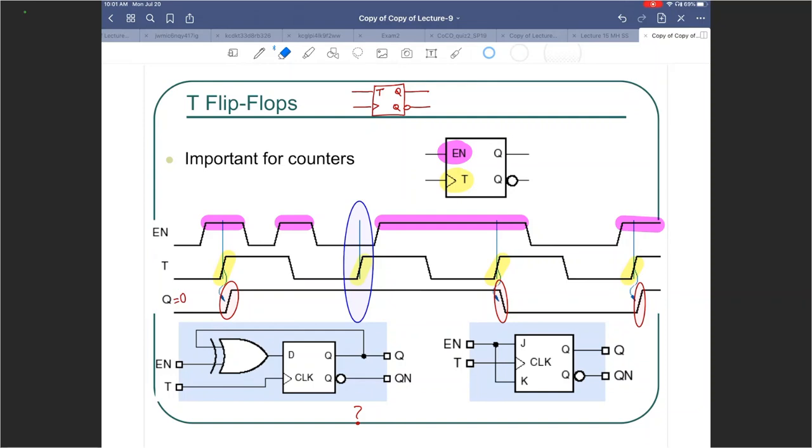Similarly, can I design a T flip-flop using JK? Yeah, you just tie it to enable, right? So if enable is 1, J and K are both 1, which means it will always be in the toggle state. So as you are seeing positive edges of the clock, your Q will keep toggling. And when it is disabled or zero, the JK flip-flop will be in the memory state or the store state. So no matter what you see on the T input or the clock input, Q will remain as is. So that essentially goes back to the behavior that we are intending to get out of this.